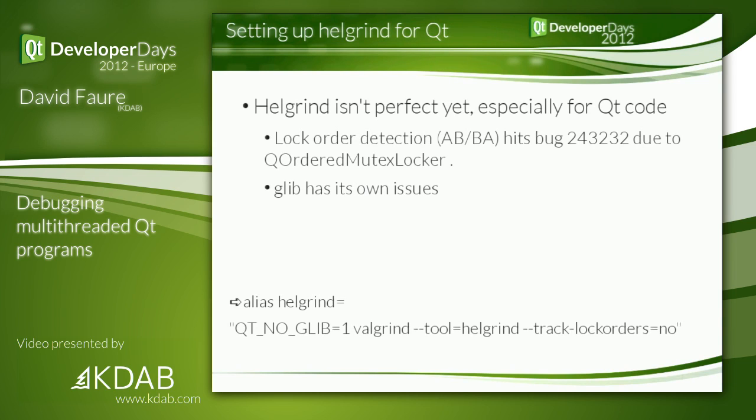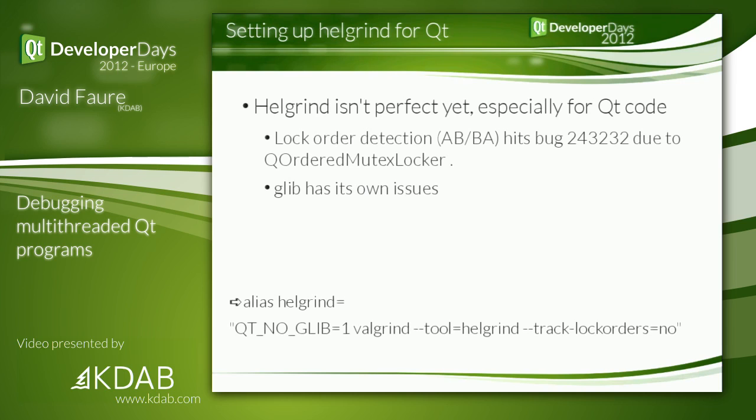So basically, what I want to tell you here is, if you want to use Helgrind today, this is the shell alias that you should set. You should use QT_NO_GLIB equals 1 to disable glib in Qt, unless of course you need it in your code, but it's probably not the case. And then you start valgrind with tool Helgrind, obviously, and you disable the tracking of lock orders, because you know that Helgrind will be very noisy about that.